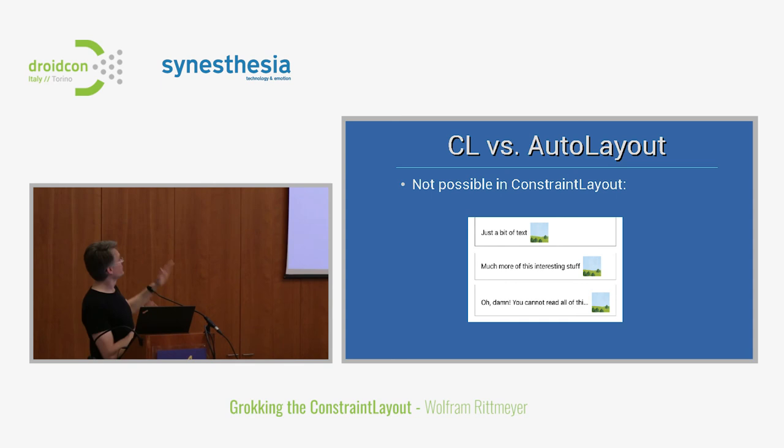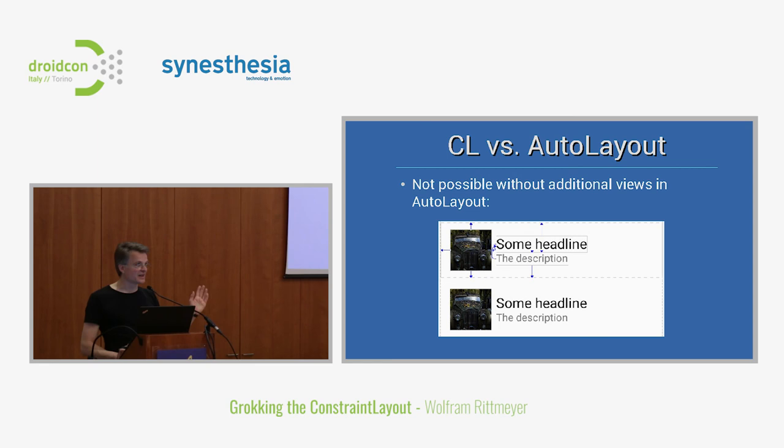On the other hand, what you cannot do in auto layout is this. You can easily achieve this with pack chains. I've already shown you how to do that. You cannot do this in auto layout directly. You would have to wrap those two text views within a stack view. Yeah, sorry.